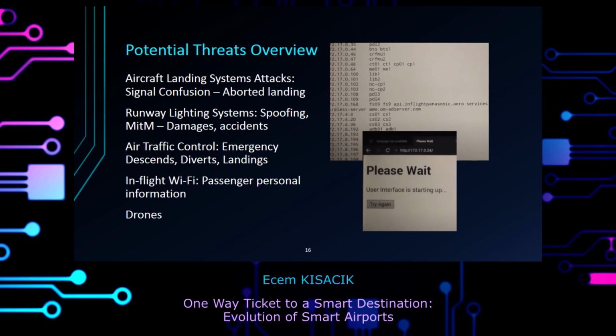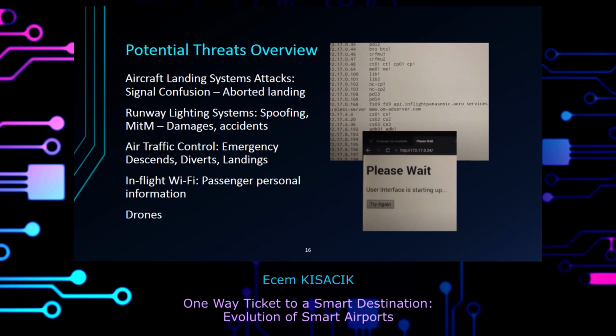In-flight Wi-Fi. Each airline has its own in-flight Wi-Fi costs. For example, some airlines offer free Wi-Fi for business class, and economy class passengers have to purchase it. So some attackers hack their way through the in-flight entertainment system. You can see the host enumeration in the first photo. The aircraft has a Panasonic system, and when selecting the web server's IP, the user interface starts up.